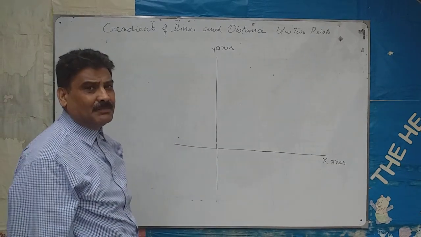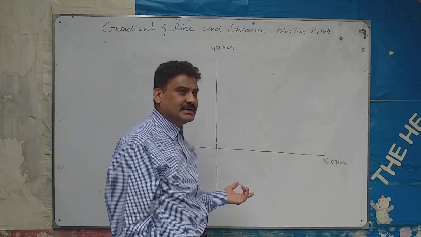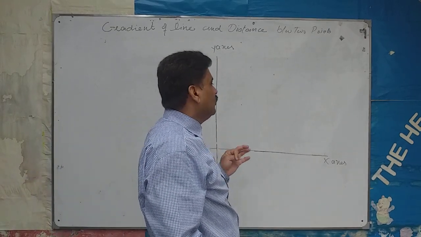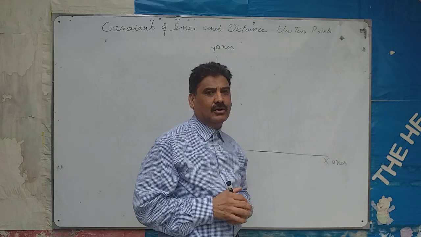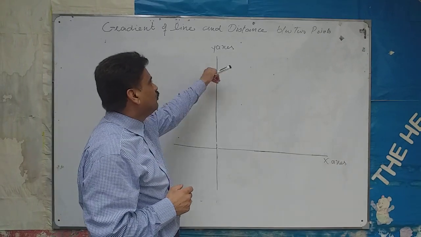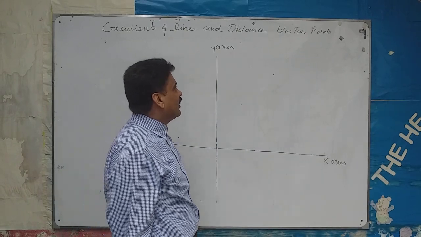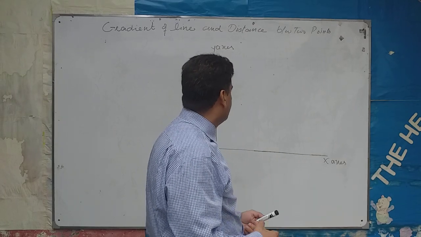Gradient of a line is the measure of the steepness of the line. Its value may be positive, negative, 0 and doesn't need to be a whole number. While the distance between 2 points is always considered as a positive quantity. Let's start the video without more time.